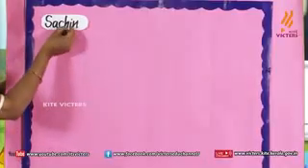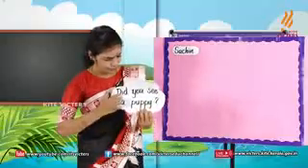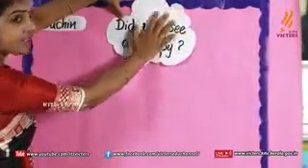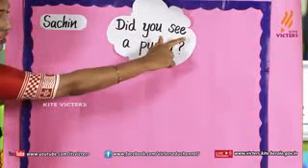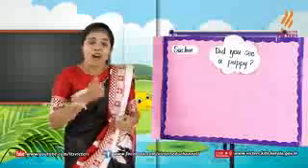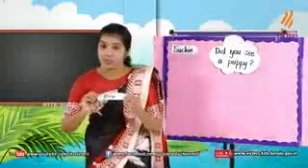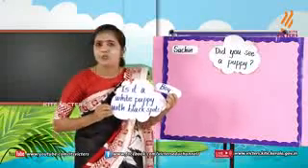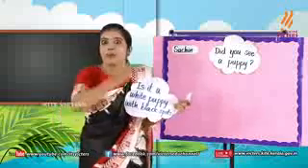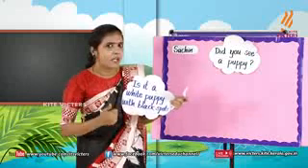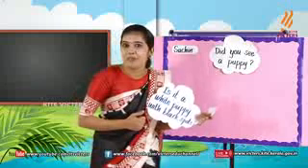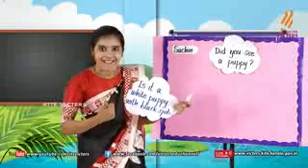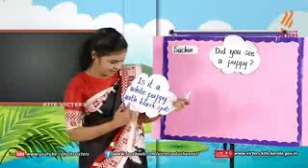Sachin asked, did you see a puppy? Look here. Sachin asked, did you see a puppy? Then what did the boy say? The boy said, is it a white puppy with black spots? He's asking a question. Is it a white puppy with black spots? What is the color of Bruno? Yes, Bruno is a white puppy with black spots.